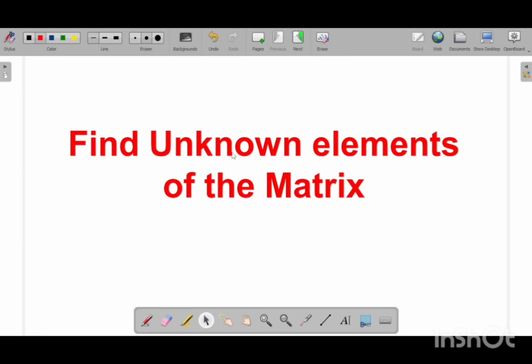Hello friends, in our last video we learned how to find an unknown matrix. But now, when you have an unknown element in the matrix, how do you find that element? Today we are going to learn it through various examples.